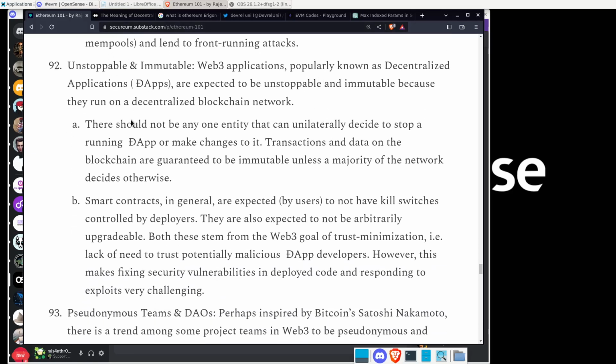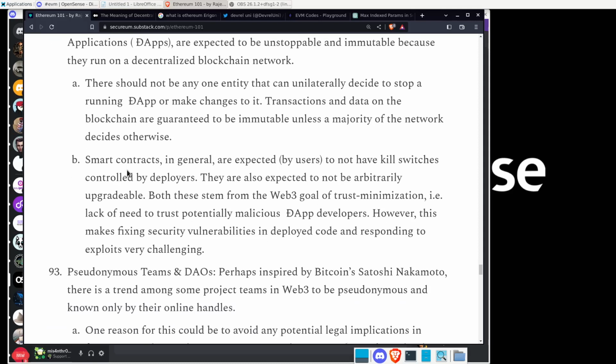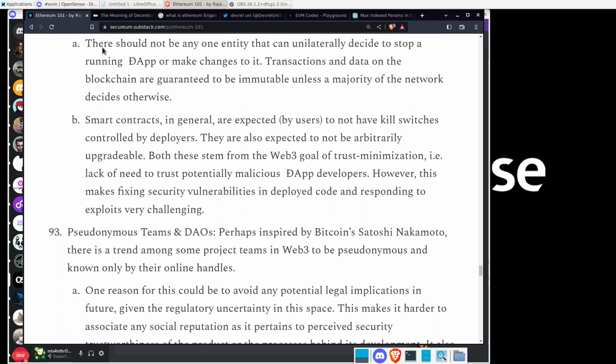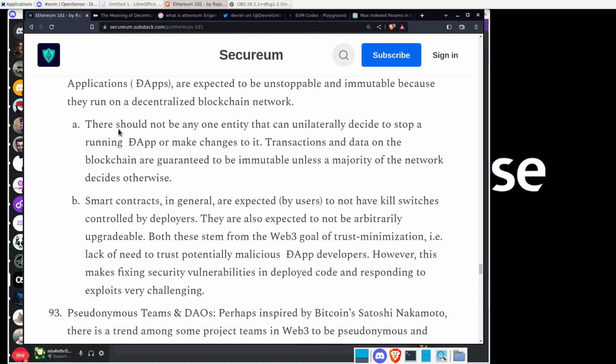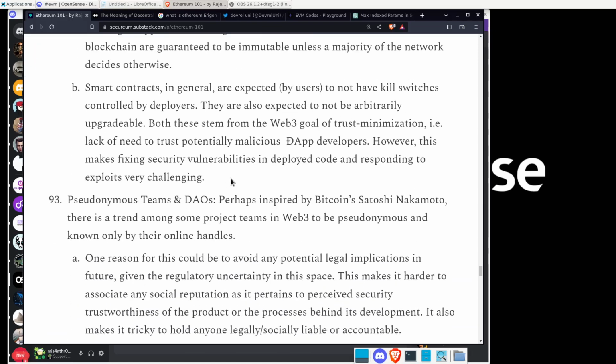Unstoppable and immutable. Decentralized applications are expected to be unstoppable and immutable because they run on a decentralized blockchain network, right? It's ridiculous, this never happens. There should not be any entity that can unilaterally decide to stop running the app or make changes to it. Transactions and data on the blockchain are guaranteed to be immutable unless a majority of the network decides otherwise.